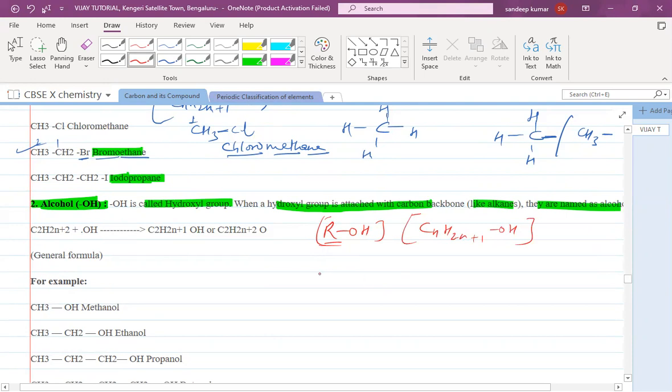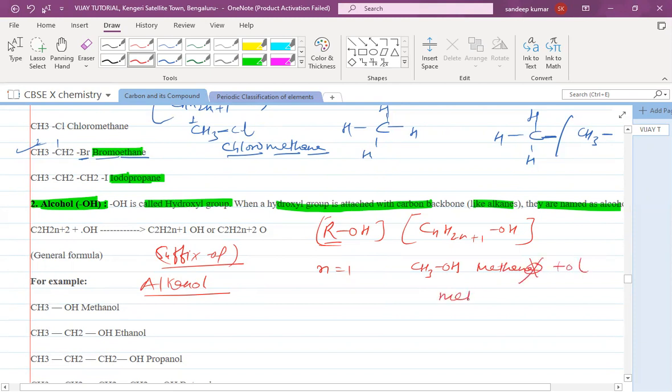If you put n is equal to 1, you'll get C1H2 into 1 plus 1, which means CH3, right? CH3OH. Here we are using the suffix "ol". So generally it is named as alkanol. As one carbon is there, it is methane. Here you have to remove this E and add ol. So this becomes methanol.